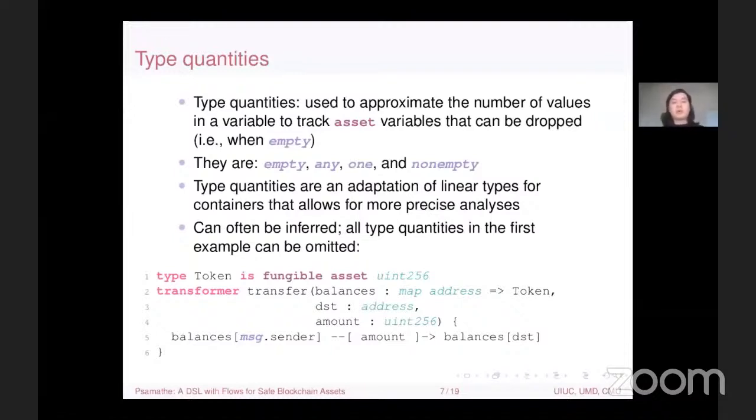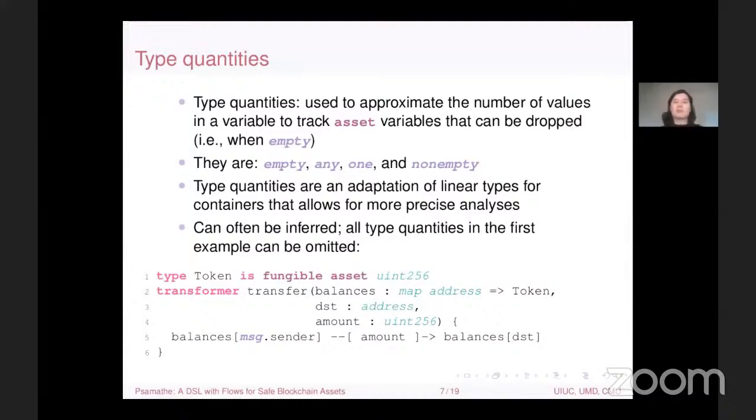Another important feature of Smouthy is type quantities. Type quantities are used to approximate the number of values in a variable. Primarily, this is to track asset variables that can be dropped. Specifically, if an asset variable is empty, then it can be dropped. Type quantities that we plan to support are empty, any, one, and non-empty, representing 0 values, any number of values, exactly 1 value, and at least 1 value, respectively.